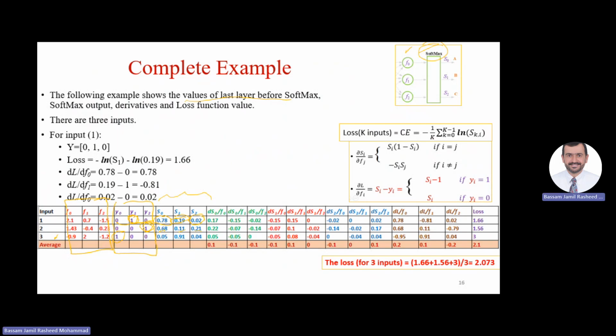Now, we want to compute a bunch of derivatives, but what usually matters to me in the end here is delta L over delta F0, delta L over delta F1, and delta L over delta F2. I'm going to give myself a cheat sheet here, which is not available to you in a quiz or an exam, but I'm just displaying it for you for ease of computation. When the output is 1, then the derivative is s minus 1. When the output is 0, then it's the value s.